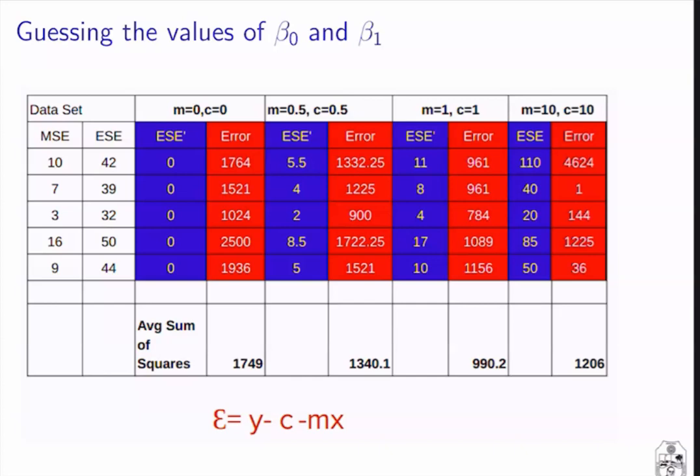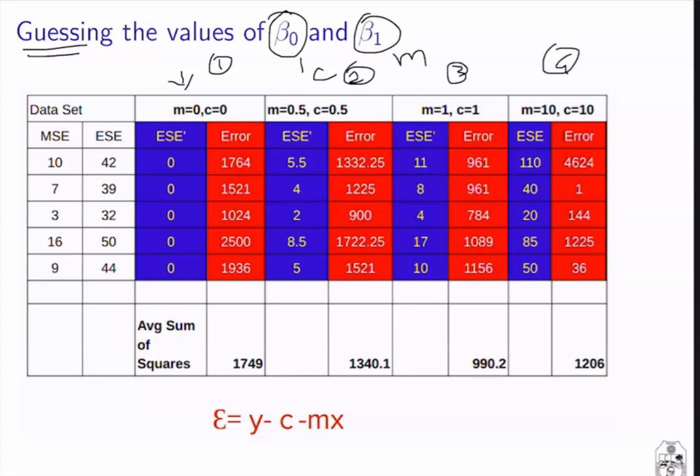Now see, the basic operation in the gradient descent algorithm is guessing. It guesses the values for beta 0 and beta 1, which are also known as C and M here. M is the slope of the line and C is the y-intercept. Now, this is an iterative process. Here, this is my first iteration, this is my second iteration, this is my third iteration, and this is my fourth iteration.